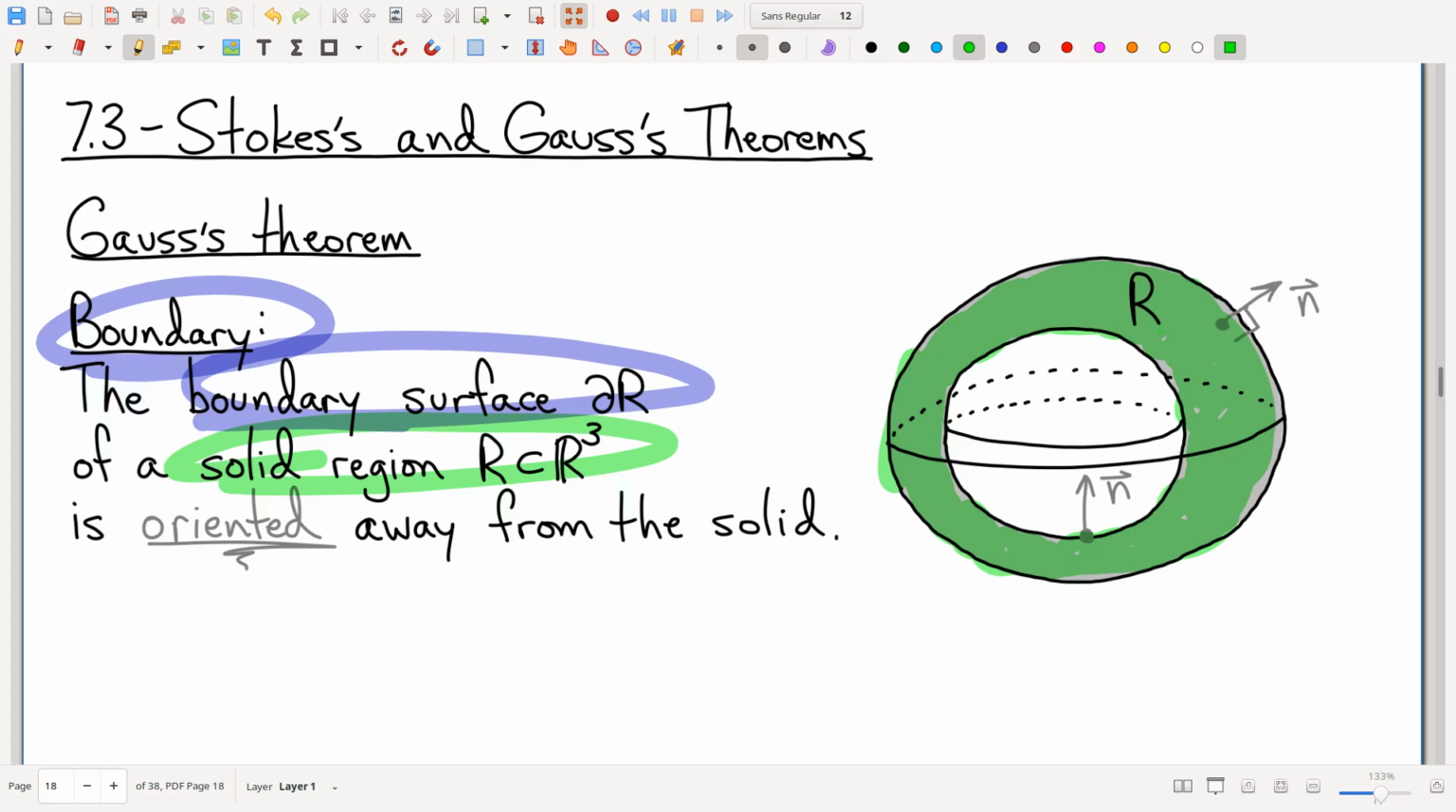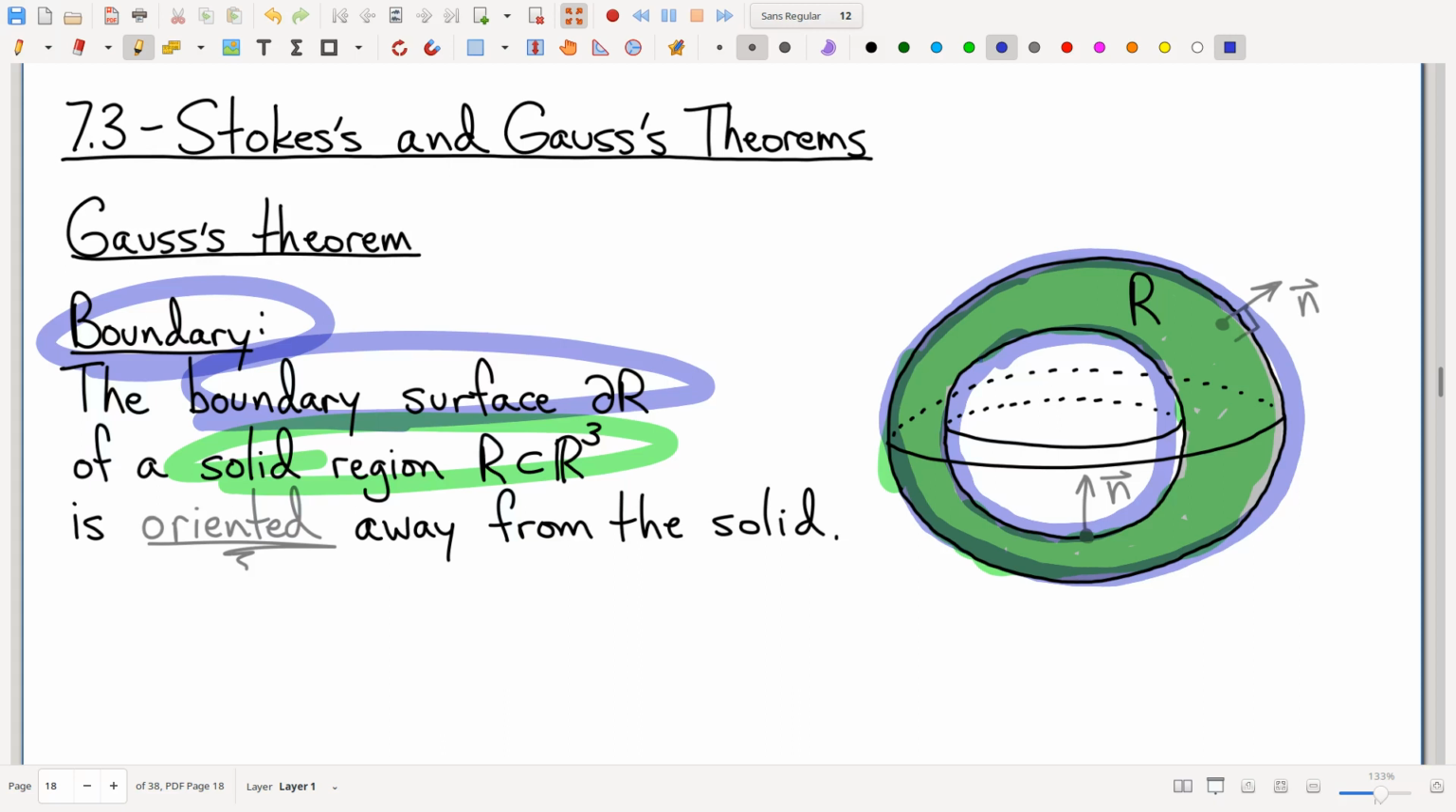Okay, what is the boundary of this thing? First observation I'll make is that there's actually two chunks of your boundary. There's what you might call the outer chunk of the boundary, and here's what you might call the inner chunk of the boundary. This is all a single thing called the boundary, even though it comes in two pieces.